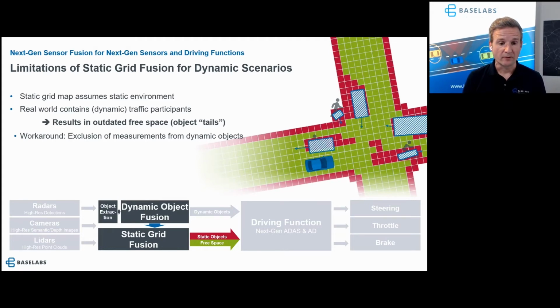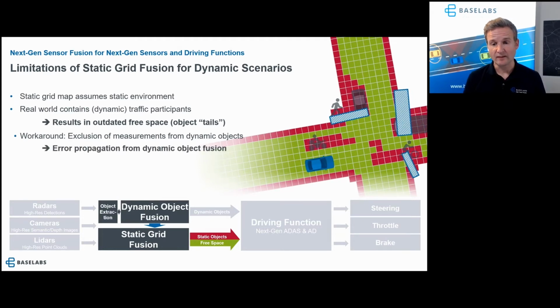And I guess you can already see the effect that this has. Once the dynamic object fusion has an error due to the fact that the object extraction made an error, then this error propagates from the dynamic object fusion to the static grid fusion. And again, you have a high risk that the whole system fails in certain scenarios.